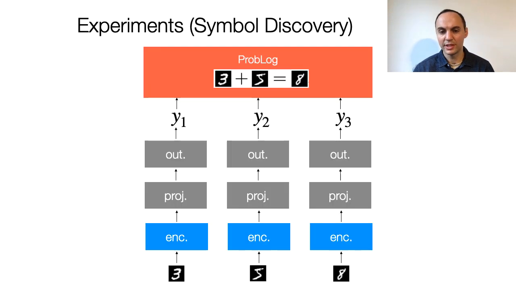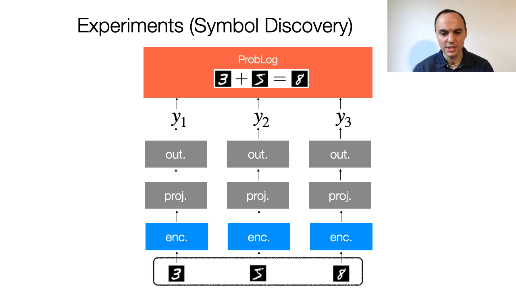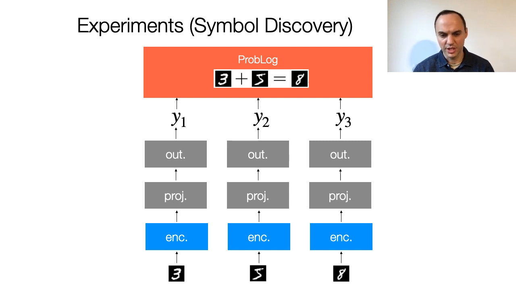We can also provide an application in terms of symbol discovery, and so here we consider a sequence of images, for example from MNIST. So here we have a 3, a 5, and an 8, and there is an underlying rule that governs the dynamics of such a sequence. So for example, the first two images are summed together to give the last image. So here 3 plus 5 give an 8.